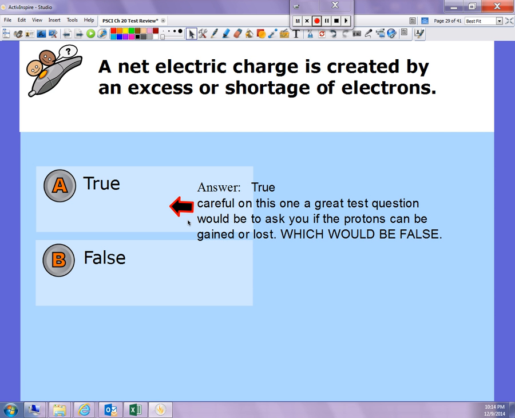Careful with this one. This is a great test question. Another way of putting it is to test you to see if protons would flow, and we don't ever transfer protons. Remember, the protons are locked in that nucleus, right there in the center, really hard to move around and rip out. And if we take away protons or put protons into the nucleus, we actually change the type of material, and that makes no sense. I rubbed my sweater with a balloon. We know the balloon got charged, but my sweater didn't turn into gold. So you have to be really careful of this one.